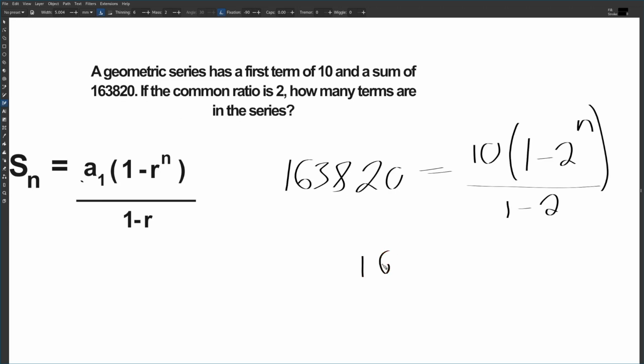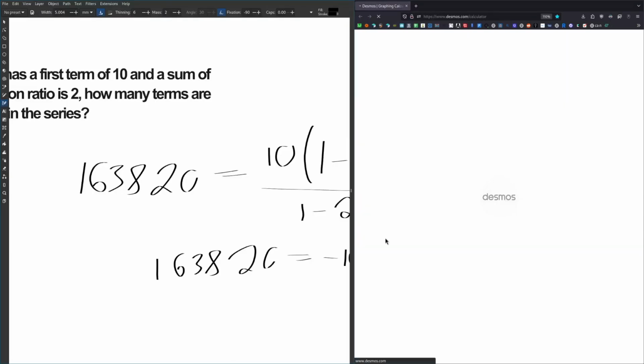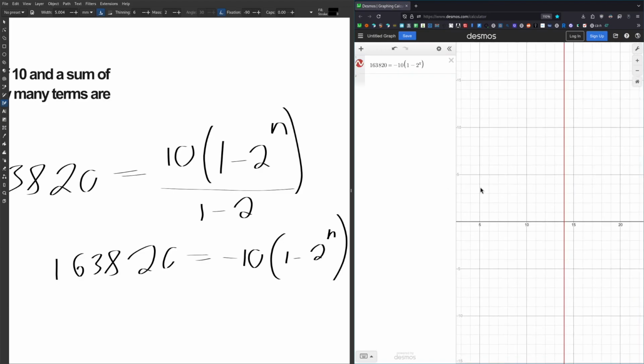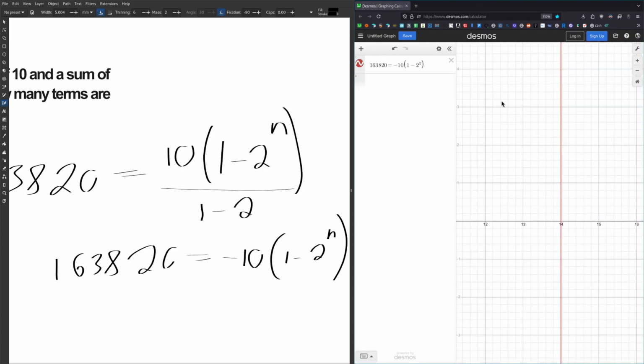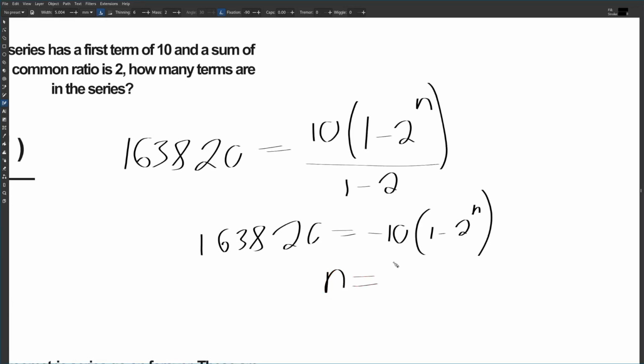So we get that 163,820 is equal to, this turns into 1 minus 2, so that's negative 1. So really we have negative 10 times 1 minus 2 to the n. Now we'll solve with the calculator again. And we get that n is equal to 14. So there are 14 terms.